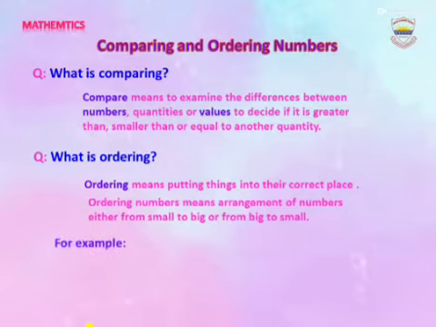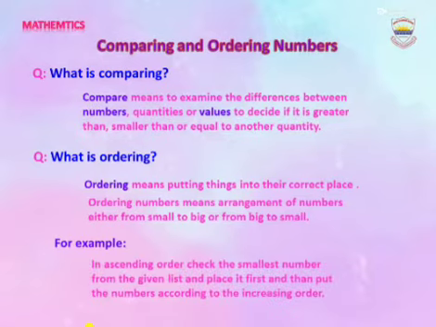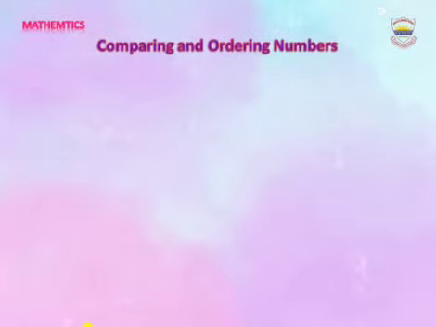For example, in ascending order, check the smallest number from the given list and place it first, and then put the numbers according to the increasing order. Now, comparing and ordering two digits number. Let's see and count the first example. As you know, each stake has 10 blocks. So, count the stake with me.